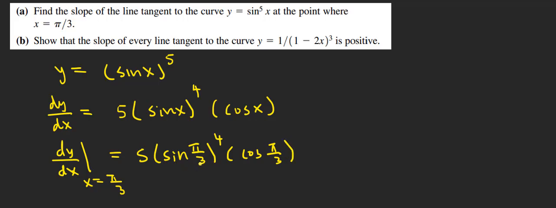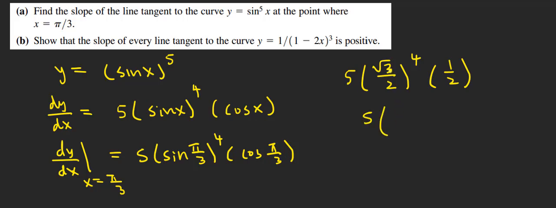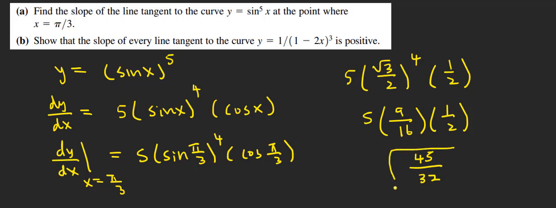Now, what is sine of pi over 3? That's radical 3 over 2. So 5 times radical 3 over 2 to the 4th power. What is cosine of pi over 3? That's 1/2. So you get 5 times, that becomes 9 over 16. So you end up getting 45 over 32. So the slope of the tangent line of this curve at x equals pi over 3 is 45 over 32.